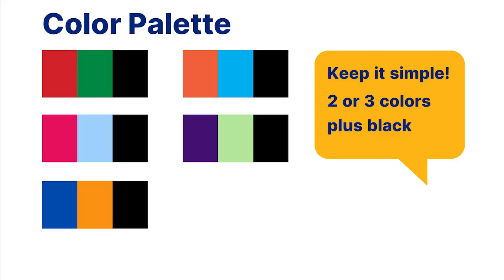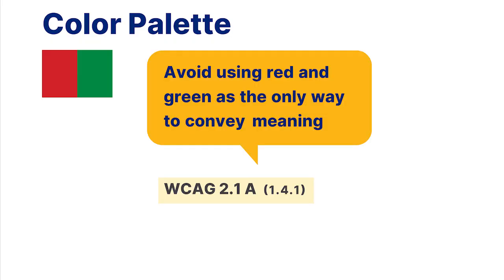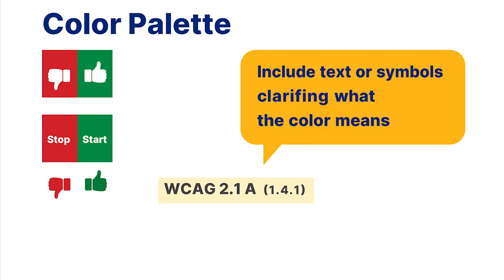And I think about what color the text will be and what color other elements will be, and I test them out before finalizing a color palette. This upfront time will save you time in the long run, and you can save the palettes that work for future projects. Per WCAG 2.1 A 1.4.1, avoid using red and green colors as the only way to convey meaning, unless you include text or symbols clarifying what the color means.